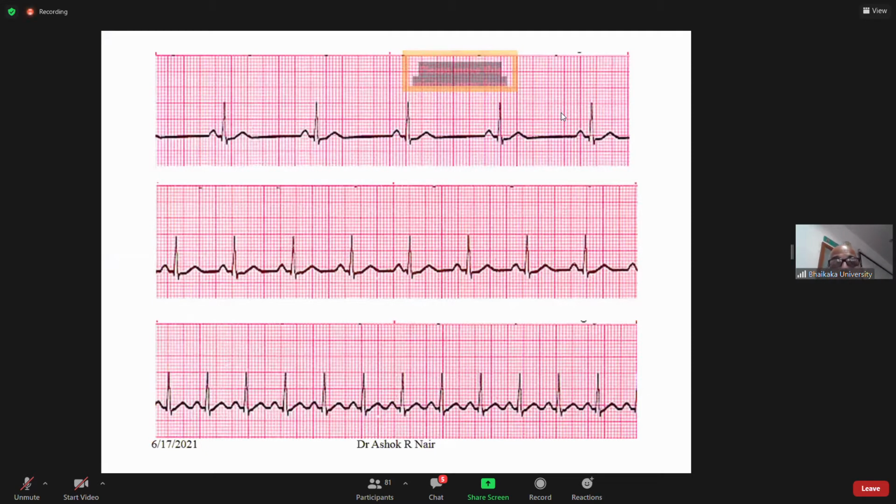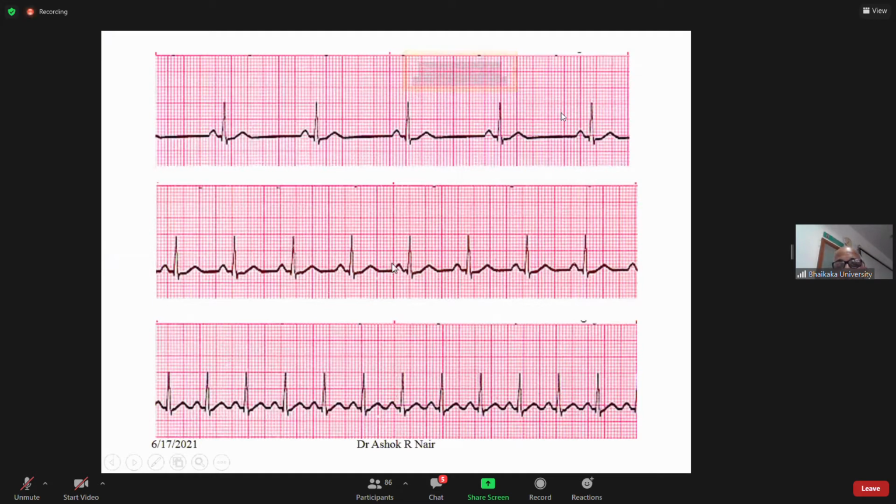Normally we talk about it in practicals. I'm not sure I will be taking the practicals. Somebody else will be taking. So in brief, I'll just tell you here itself how you will determine the rate if it is irregular. You need to get a long strip, a 10-second strip or a 6-second strip. Like for example, this is a 6-second strip. The strip you see here is a 6-second strip, or a little more than 6 seconds.